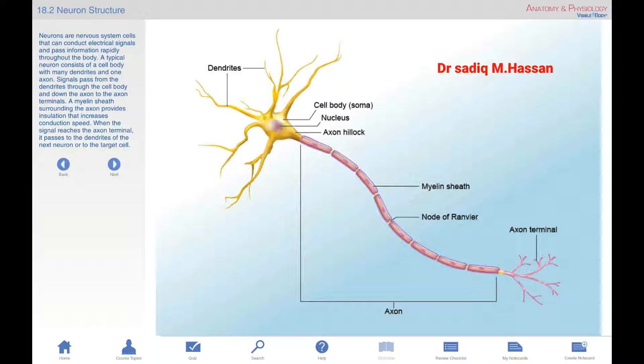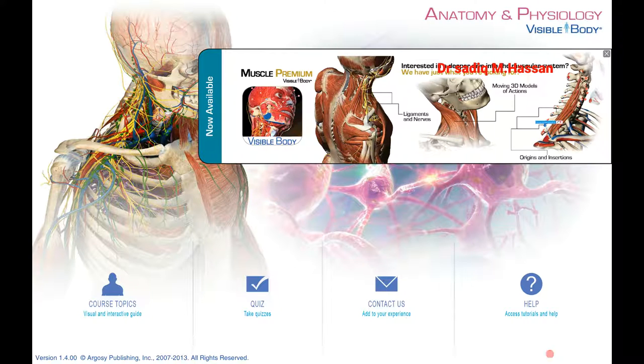So neurons are nervous system cells that conduct electrical signals and pass information rapidly throughout the body. A typical neuron consists of a cell body with many dendrites and one axon. The signal passes from the dendrites through the cell body and down the axon to the axon terminals. A myelin sheath surrounds the axon and provides insulation that increases the conduction speed. Also, when the signal reaches the axon terminal, it passes to the dendrites of the next neuron or to the target cell. So that is the neuron.